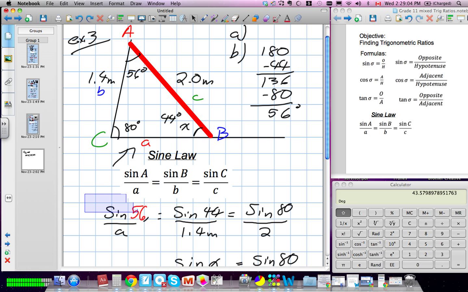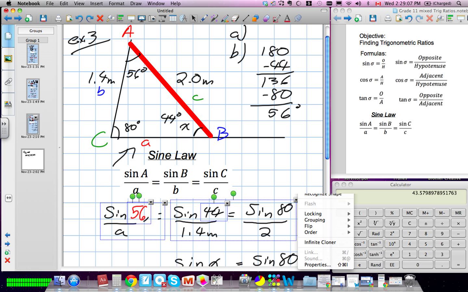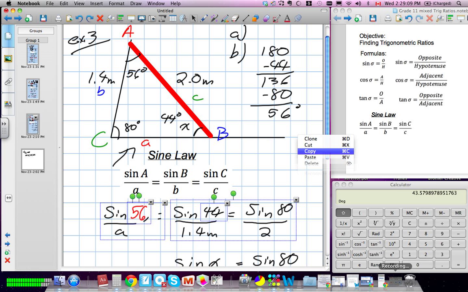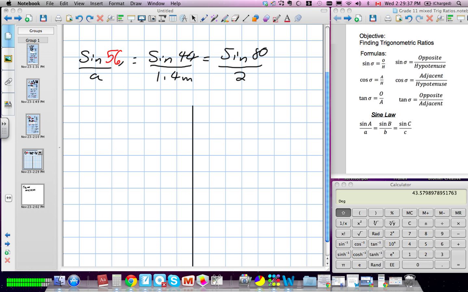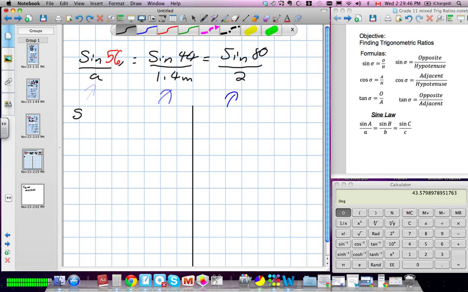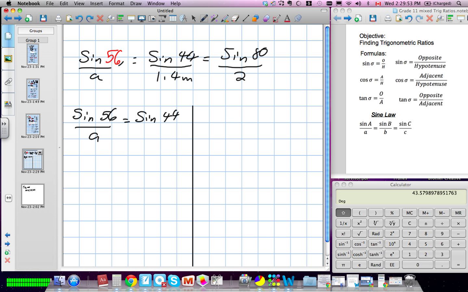So we're trying to find sine A, and both of our other ratios are complete. I'm going to set it up equal to either of the other ratios to show that we'll get the same answer. So in one aspect, we have sine 56 divided by A equals sine 44 divided by 1.4. In our other example, we have sine 56 divided by A is equal to sine 80 divided by 2. Both will get us the right answer.